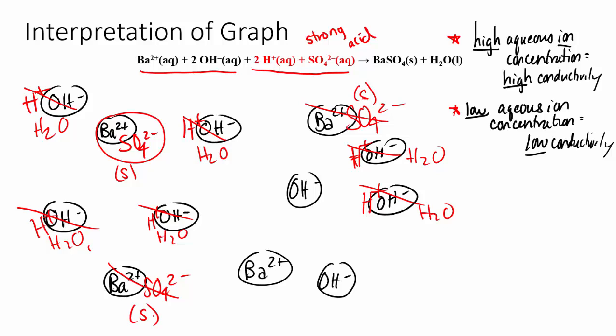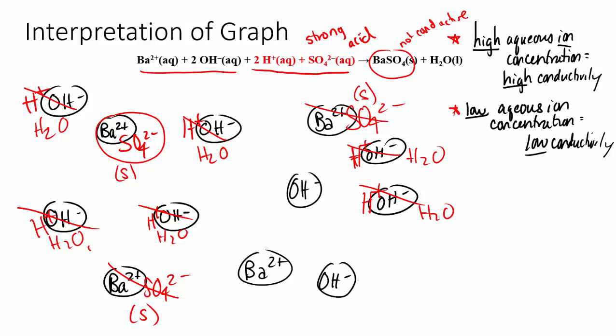So remember, ionic solids do not conduct electricity well. In order for it to conduct, the ions have to be dissociated in aqueous form and moving around freely. So this solid barium sulfate right here is not conductive. It's only aqueous ionic compounds that conduct.